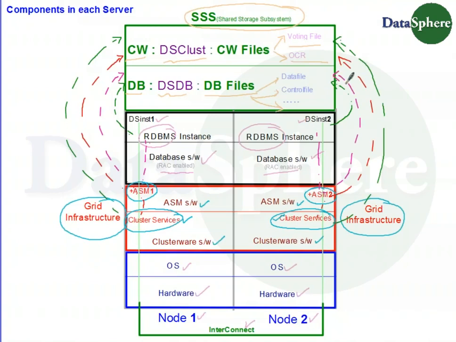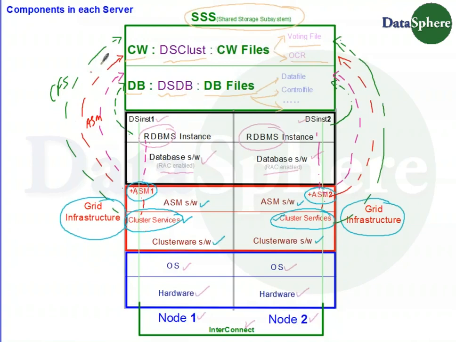So if you are using a cluster file system, CFS, the interaction can be direct. If you are using ASM, then it should be through ASM itself. So what is there in each server is hardware, on top of that the operating system, cluster software where cluster services are created, ASM software where the ASM instance is created, and database software where we create the RDBMS instance. Shared and common components are database files and cluster files.